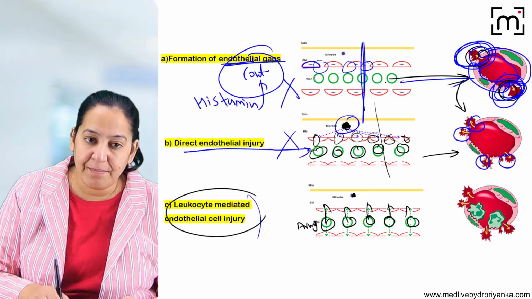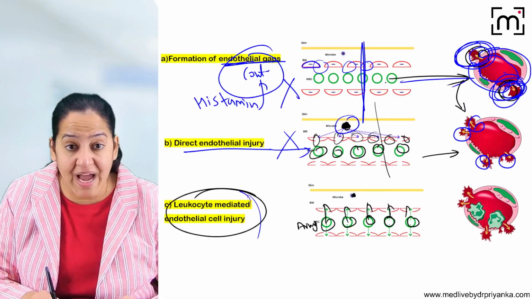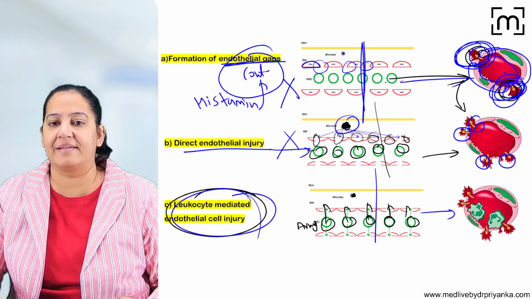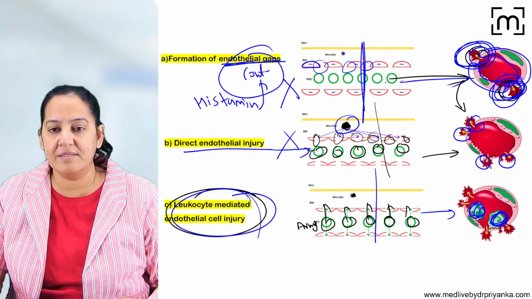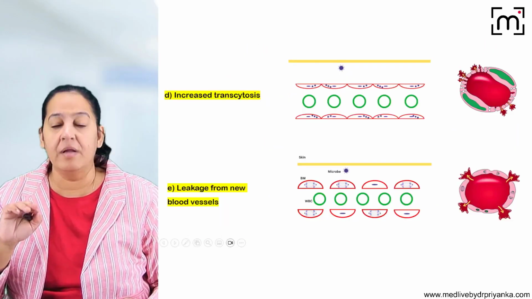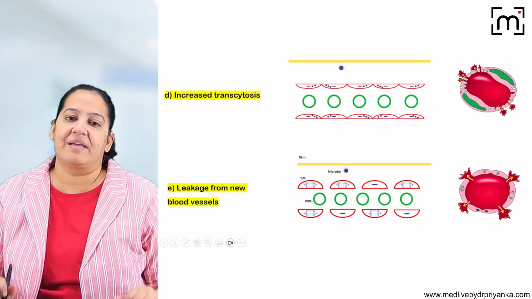So this is leukocyte-mediated endothelial injury. If you cut this blood vessel and look from the side view, you can see like this. Can you see? These are the WBCs, which are creating the gap at the junction as well as non-junction. That was the third mechanism.